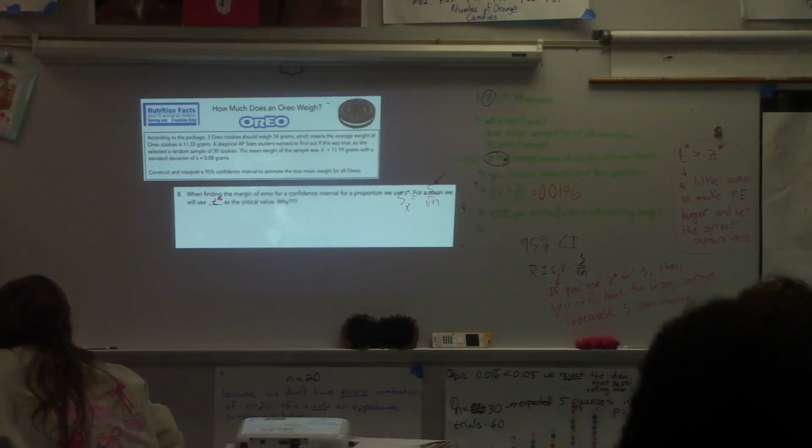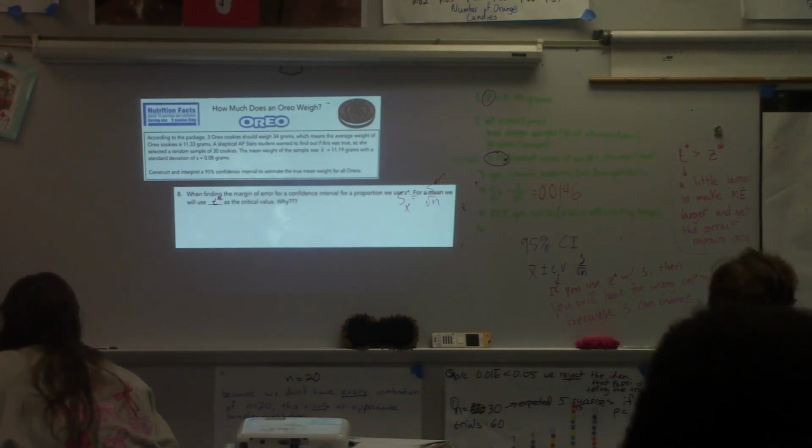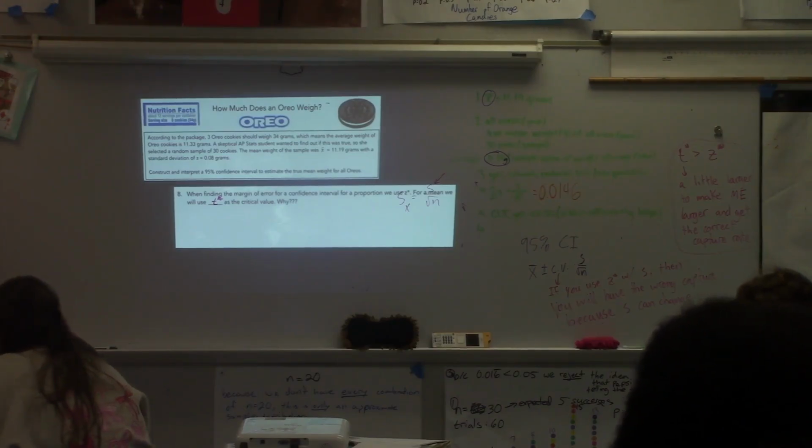Fun fact, this is the only thing that's different about means and proportions, other than, well, the large counts condition and the central limit theorem.